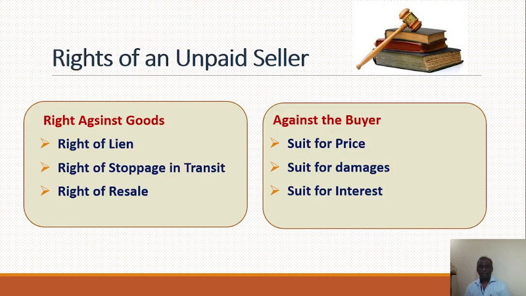The unpaid seller can exercise his rights in two ways. One is against goods and another one is against the buyer. Against goods, he has three kinds of rights, and against the buyer also he has three kinds of rights which can be exercised.